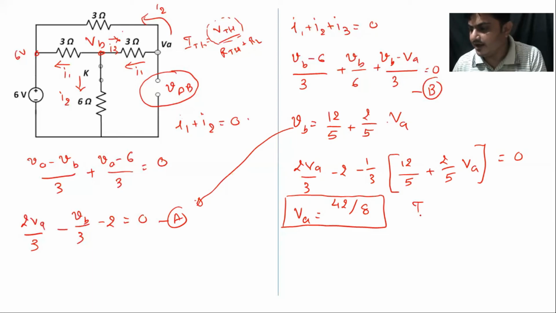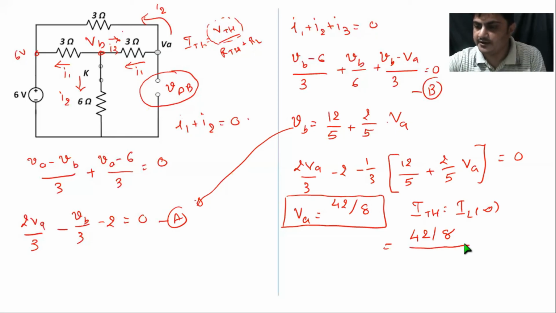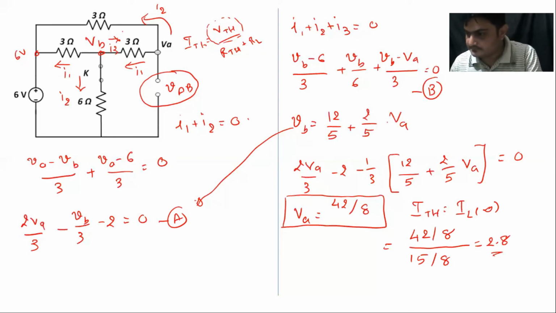So I can calculate I Thevenin, which is also equal to the current flowing through the inductor. What is the situation right now? That is my IL infinite, equal to the voltage between the two terminals, 42 by 8, divided by R equivalent that we already calculated, that is 15 by 8. So this is 15 by 8. Finally my answer should be 42 divided by 15, and this is equal to 2.8 ampere.